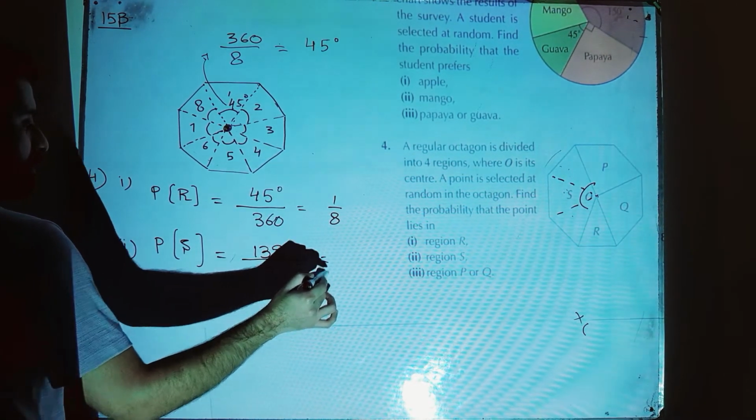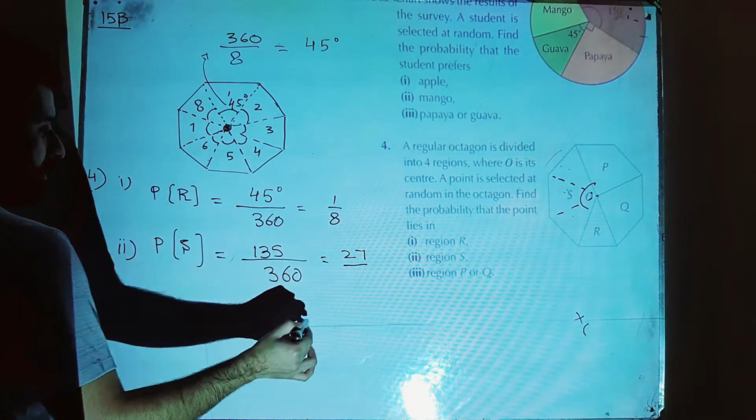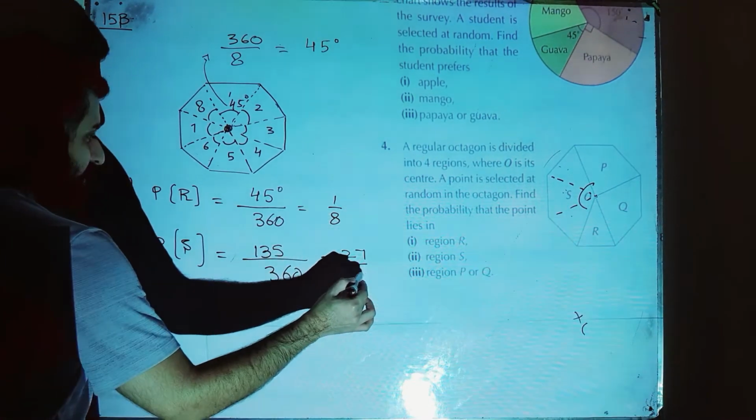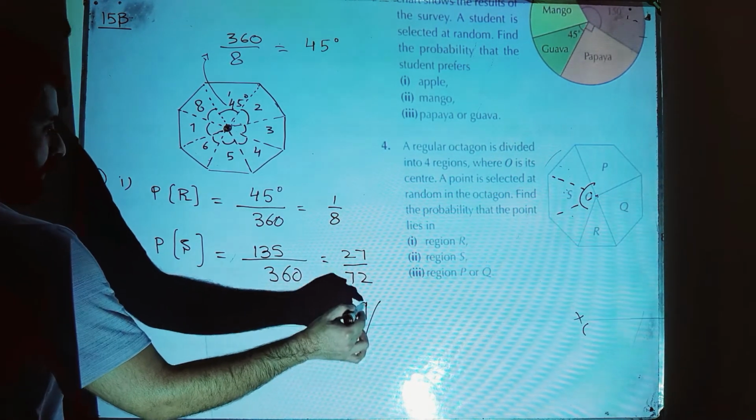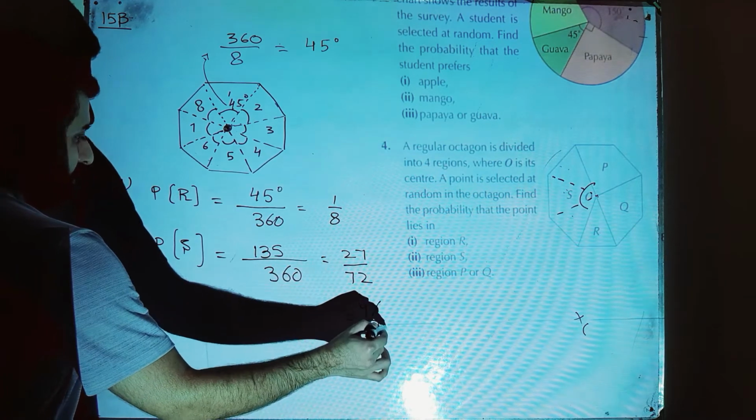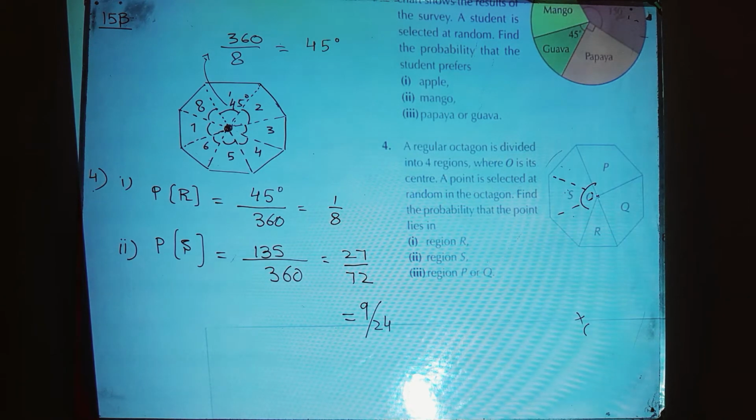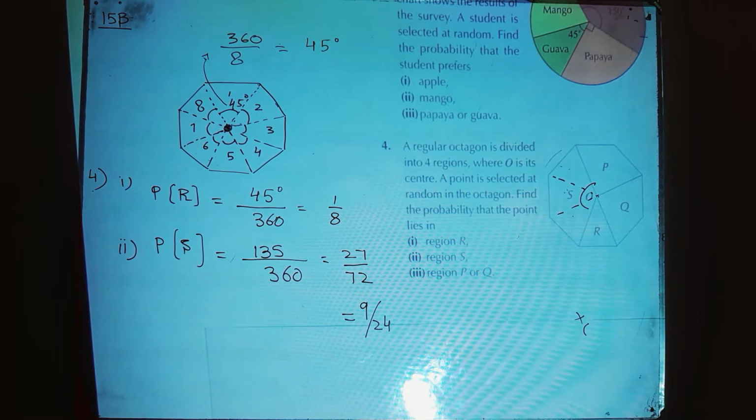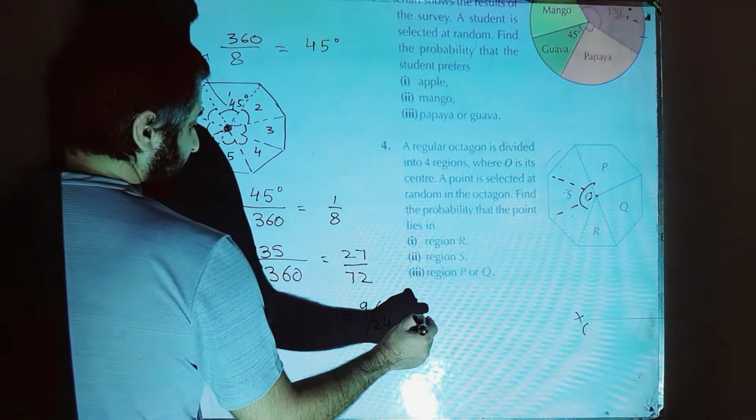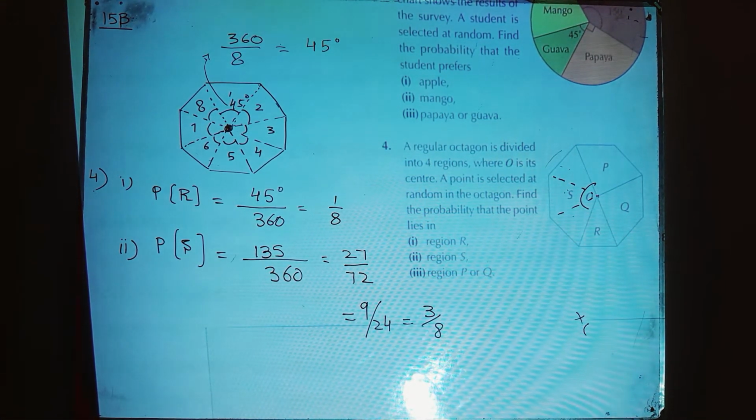I need to do some simplification over here. 5 times 2 is 10, 5 times 7 is 35, 3 times 9 is 27, 3 times 2 is 6, 3 times 4 is 12, so 9 by 24. This is exercise 15B, question number 4, part number 2. And you can do further simplification. 3 times 3 is 9, 3 times 8 is 24. Am I right? The answer is 3 by 8 for part number 2.